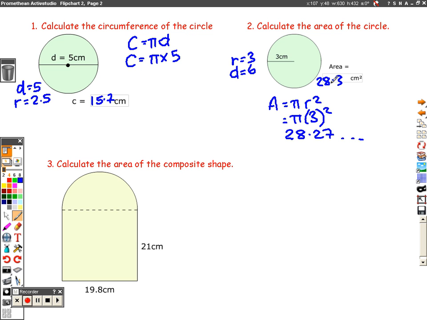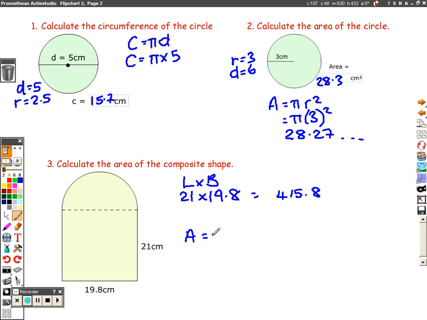centimeters squared. Okay, calculate the area of the composite shape. Composite shape means it's a shape made up of two parts or more than one piece. So you've got your rectangle here. Area of a rectangle is length times breadth. To work out that, we're going to do 21 times your 19.8. That gives you an answer of 415.8.